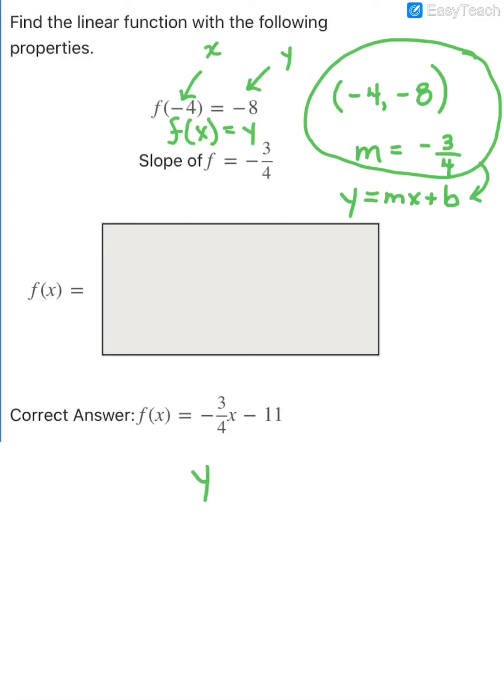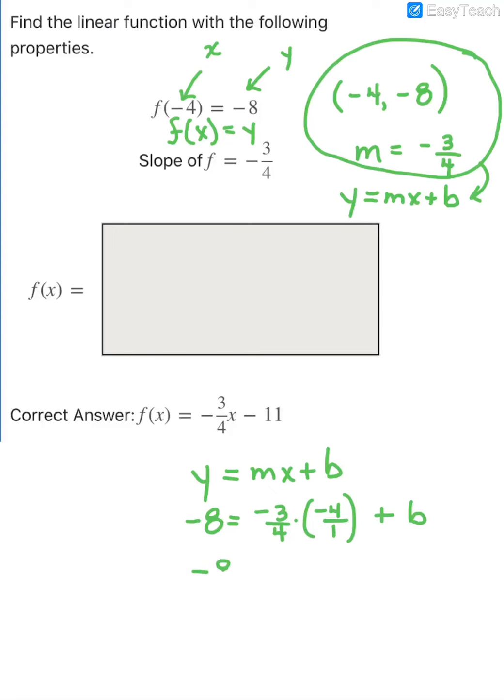So I'm going to plug into y equals mx plus b. My y value of my point was -8. They told me my m value, which is my slope, was -3/4. I'm multiplying it by an x of -4, and I'm going to put that over 1 just to help me multiply fractions in just a minute. And then I'm going to add my b.